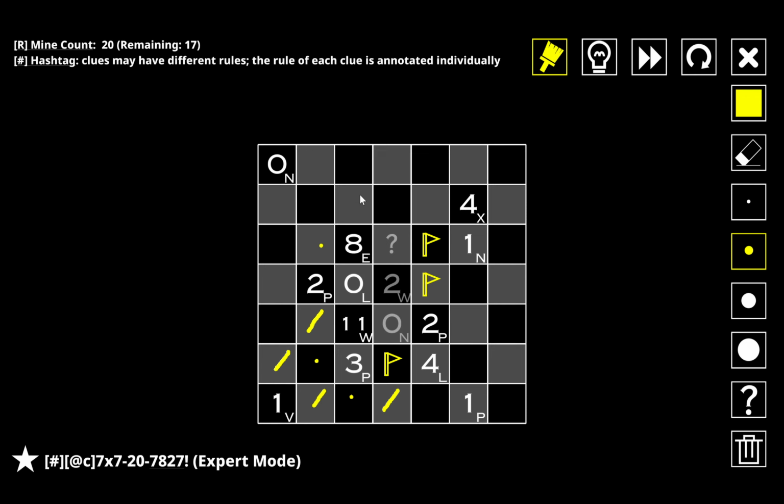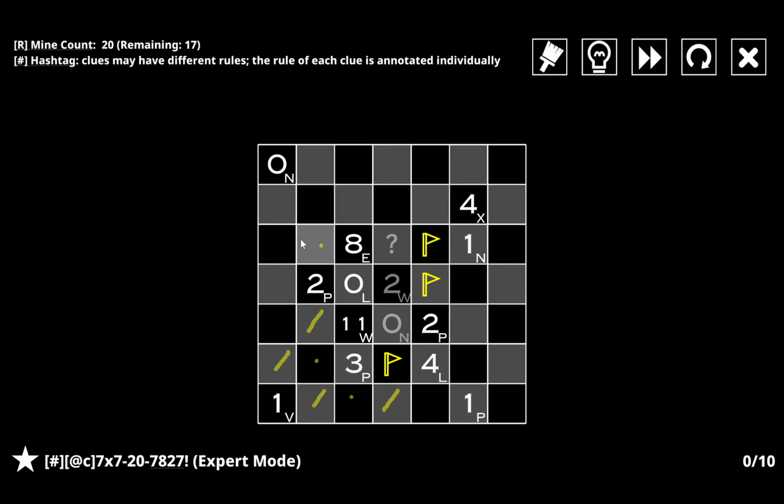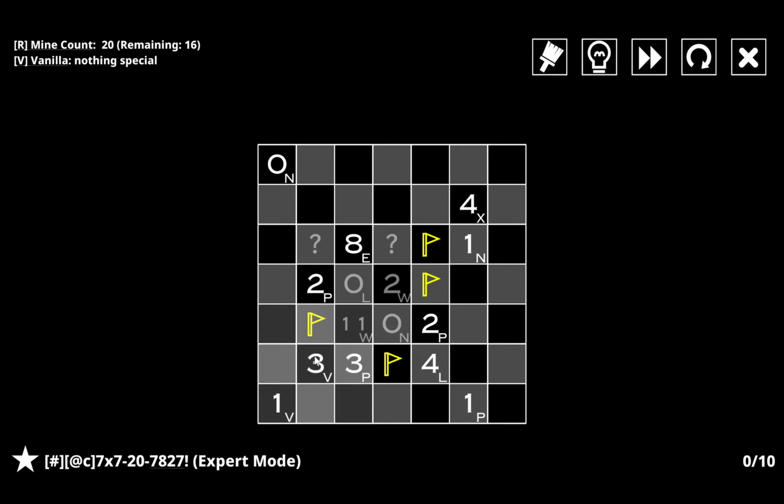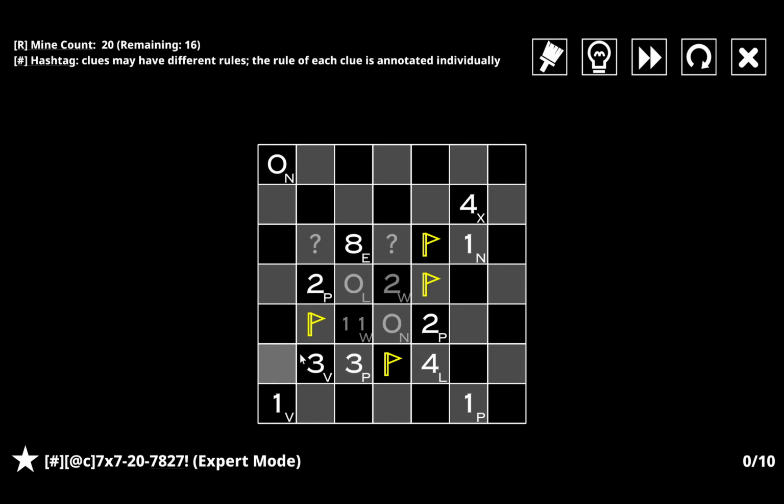Then we actually get 1, 2, 3, 4, 5, 6, 7. Okay, so we know that there can't be a mine up here. Therefore, there must be 1 down there. And this is just going to give us some information, I presume.